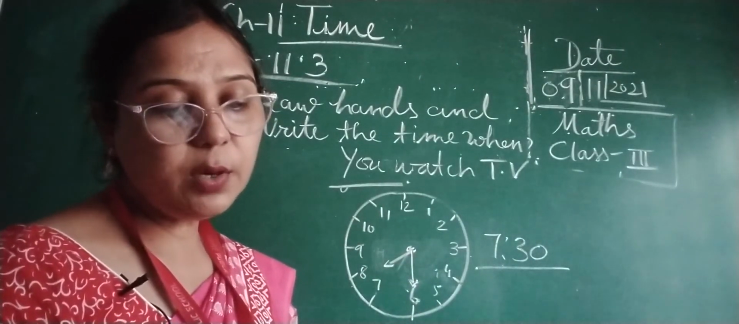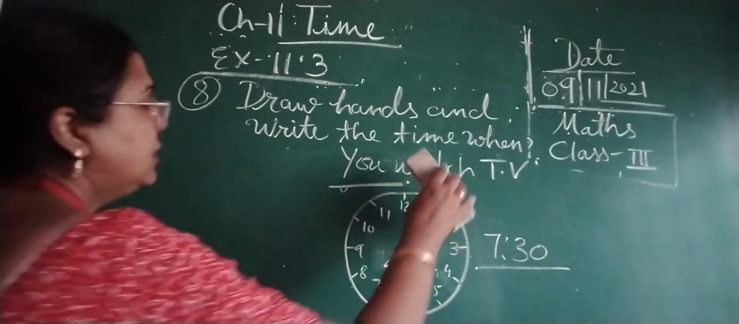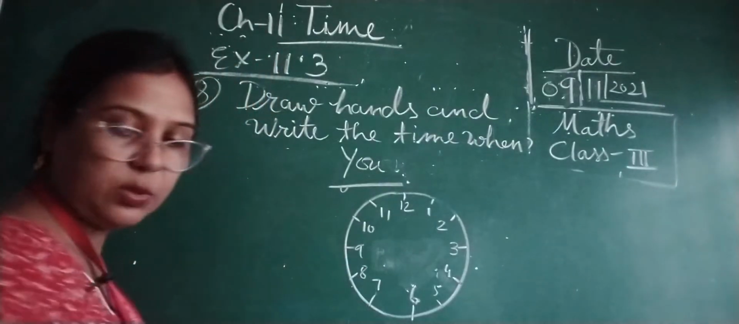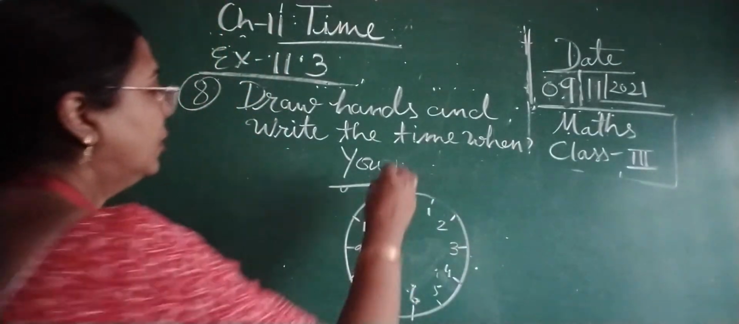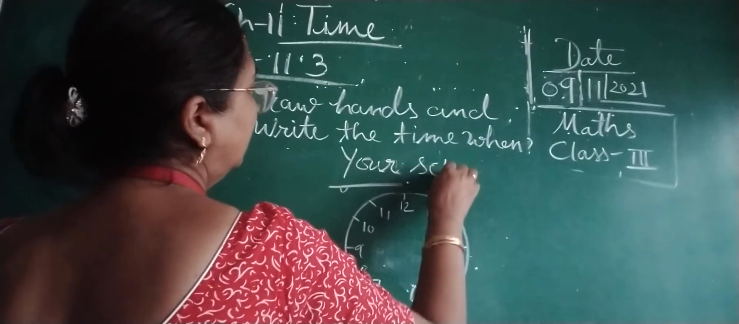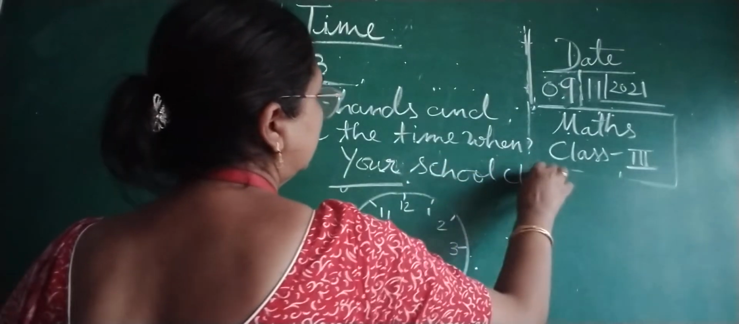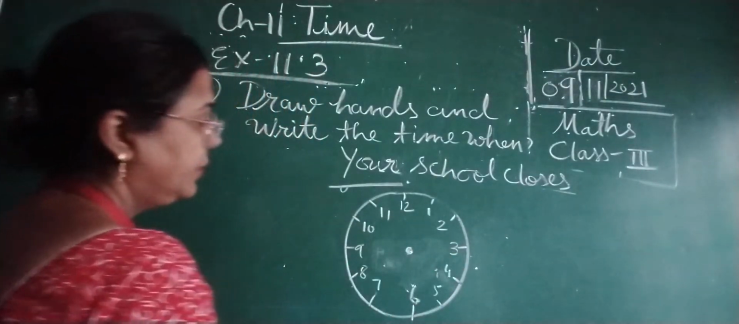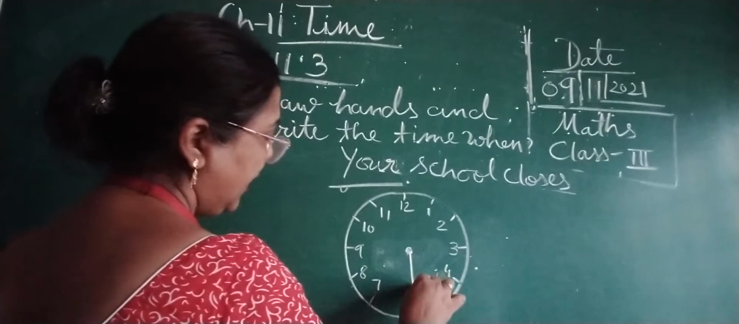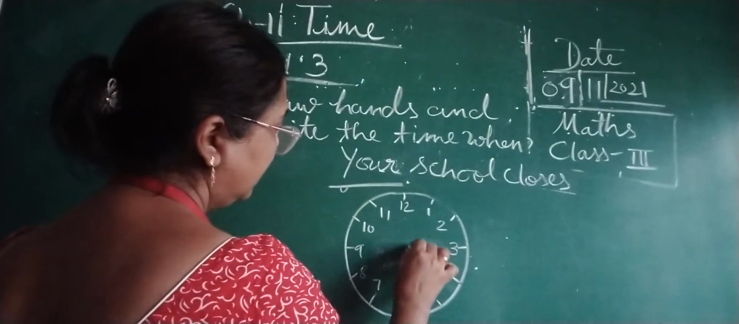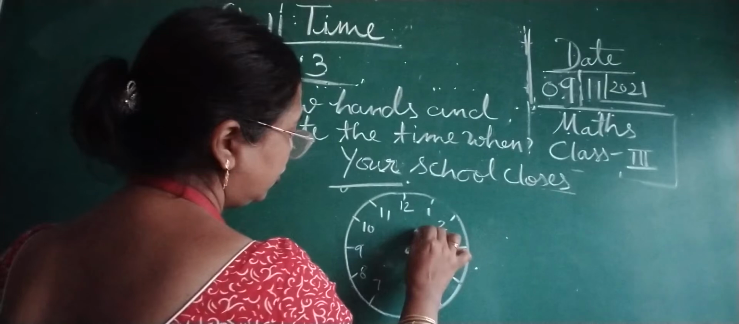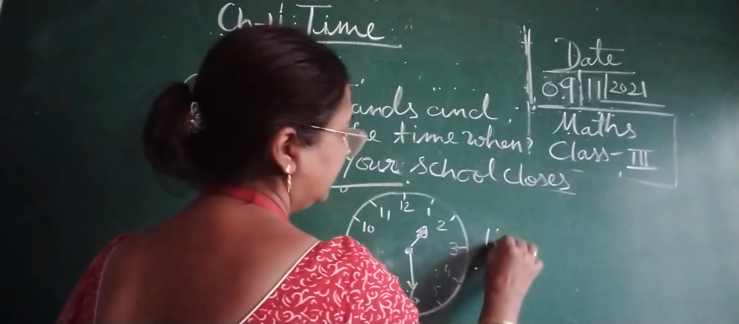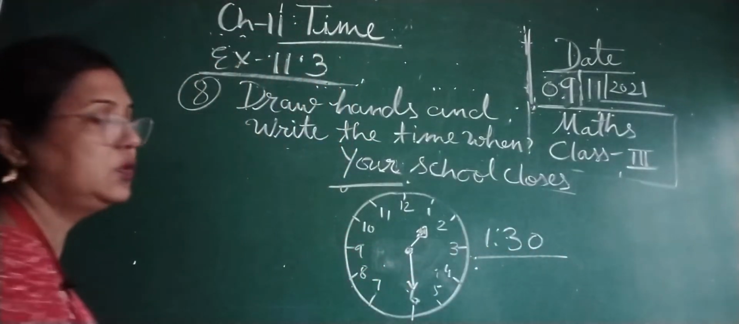Now your school closes. Now here children, we are going to show at which time your school closes. So here children, at 1:30. Okay, so your shorter hand is in between 1 and 2, and your bigger hand is here. This is 1:30. At 1:30 your school closes.